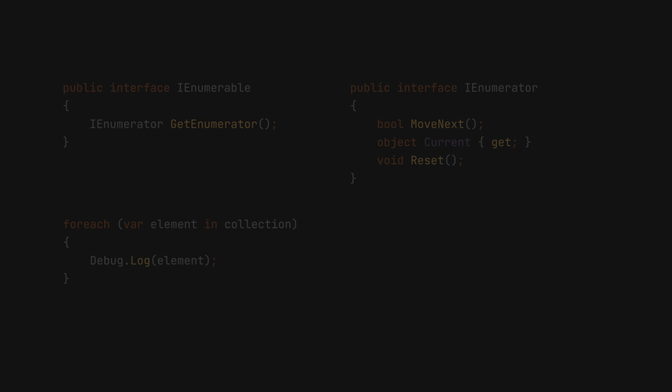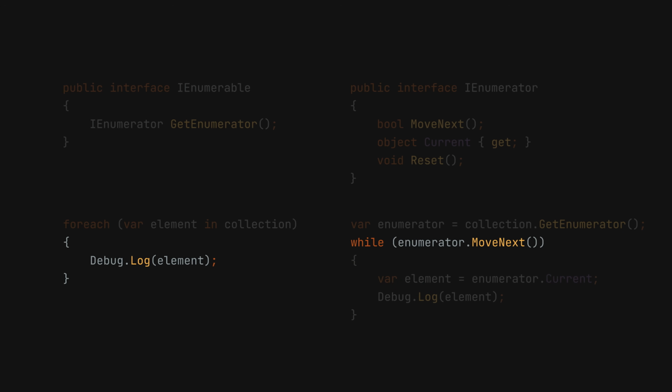Under the hood, the loop will invoke GetEnumerator, store the returned object, and use it to iterate. It will first call MoveNext, which is meant to prepare the next element of a collection. Then it will use the Current property to retrieve said element and assign it to this variable. Lastly, it will execute the body. This whole process will repeat until MoveNext returns false, which means that we've reached the end of our collection.